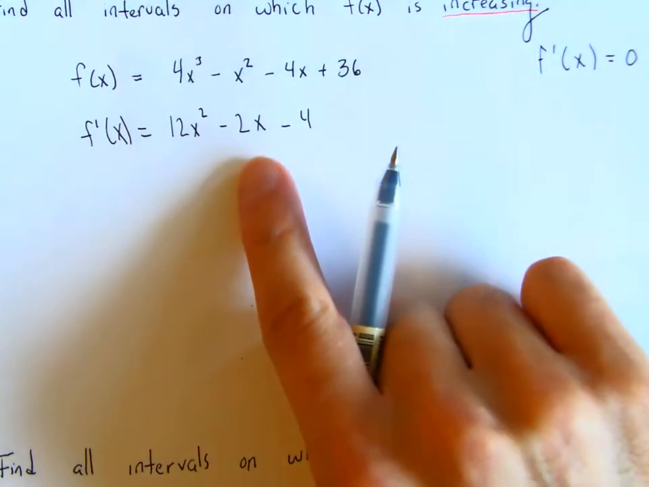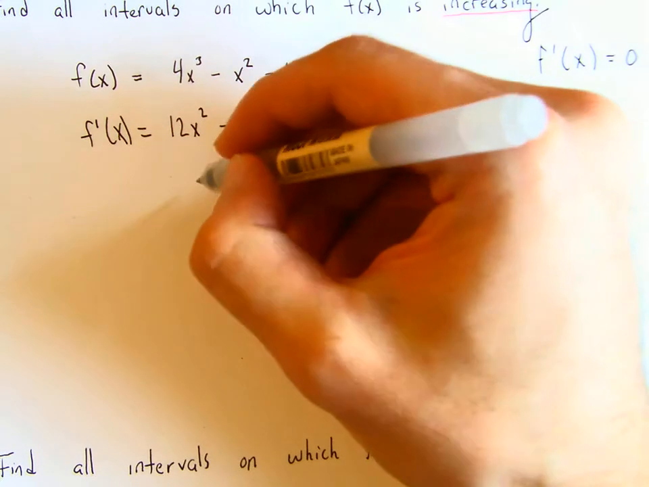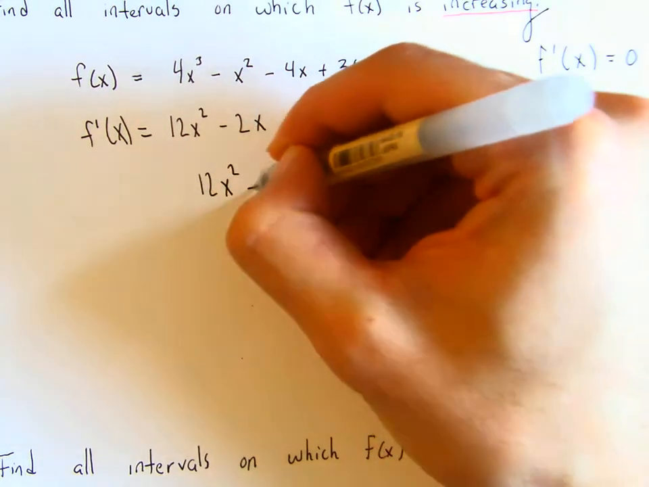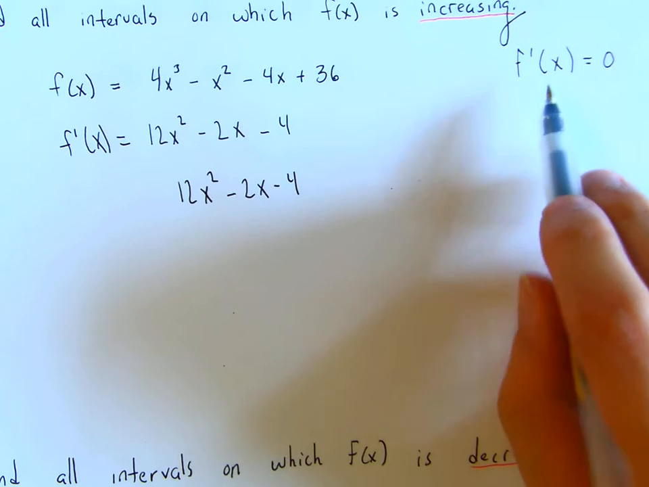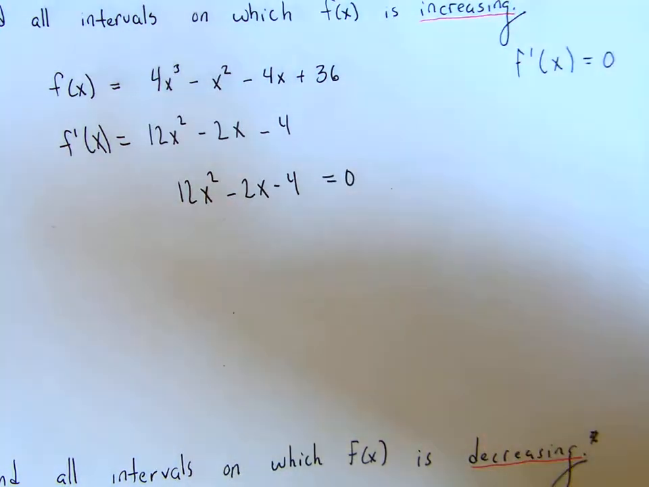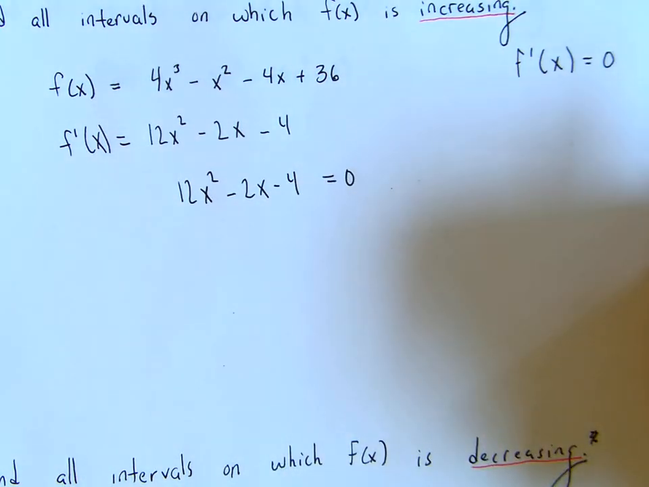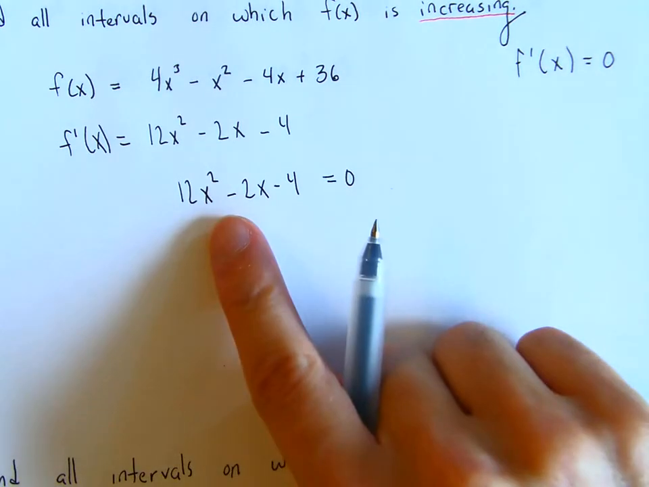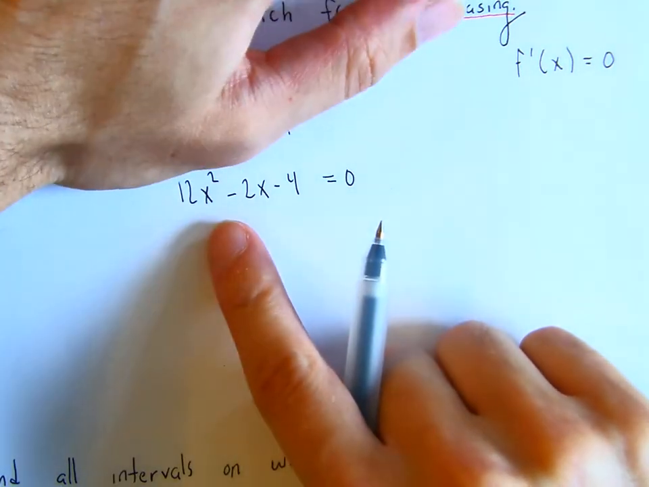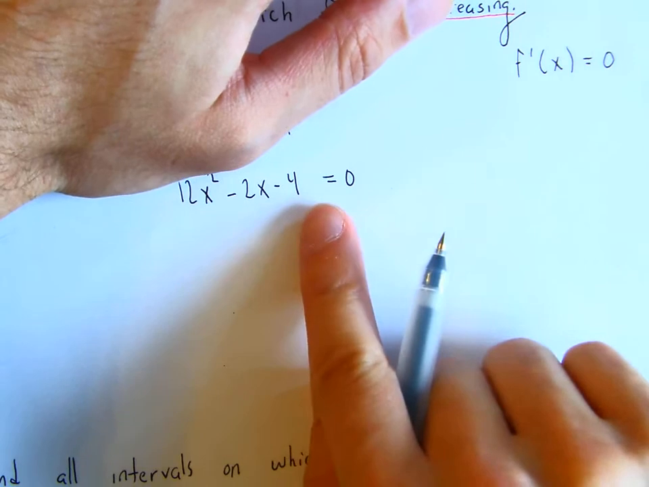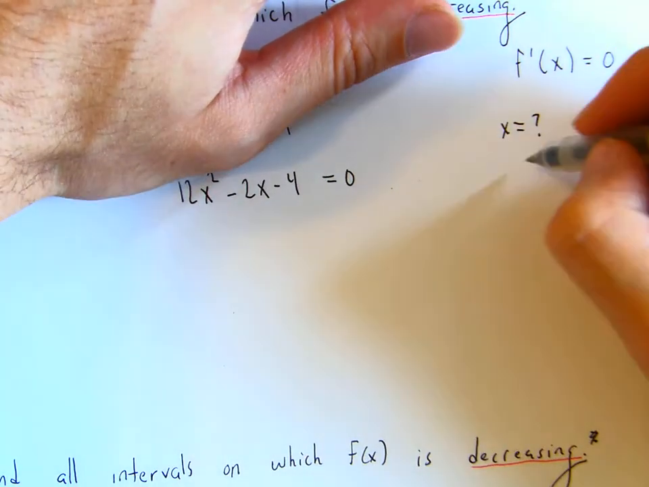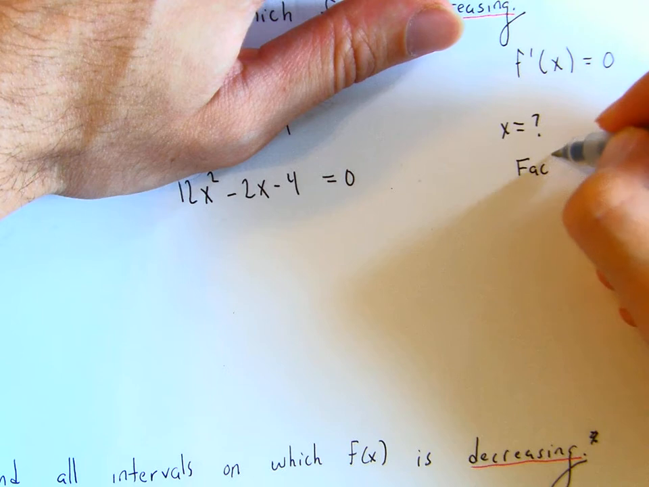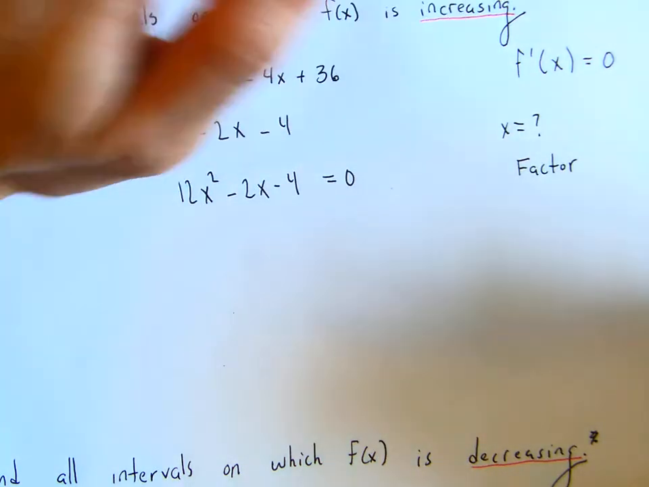Now, what are we going to do? We're going to take this function, 12x squared minus 2x minus 4, and we're going to make it equal to 0. Okay? Now, if I said, hey, let's look at this function, what does x equal, how do we actually do it? The idea is we have to go back in time a little bit. We've got to do some factoring.